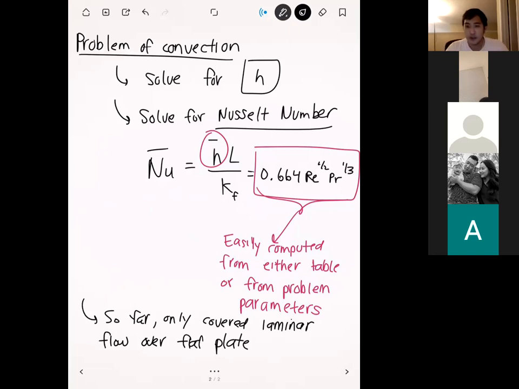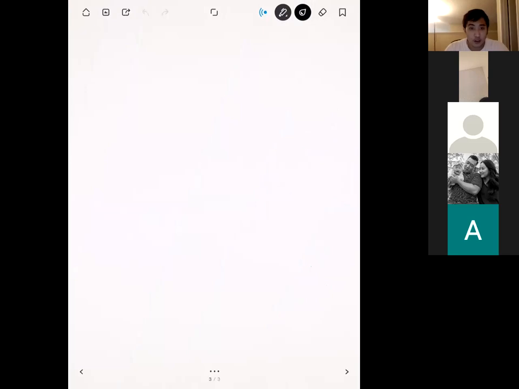A big part of these convection problems is looking at the situation that you have, looking at the geometry, looking at the flow, determining whether it's laminar or turbulent, then picking the correct Nusselt number correlation that goes with that, and using that to solve for h. To start today, we'll first talk about turbulence and see how that affects our Nusselt number correlations, and then we'll talk about some slightly different conditions as well. Any questions on this? Okay, so let's go over turbulent flow over an isothermal plate.